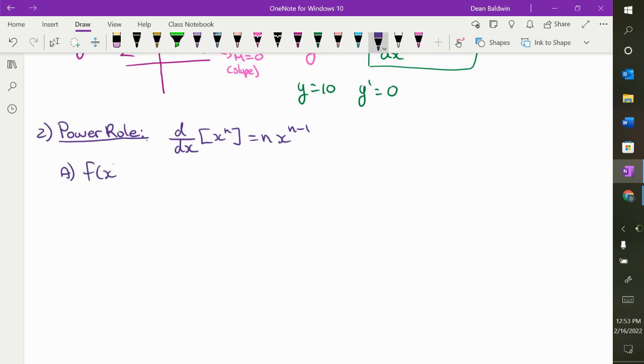So if I say f of x is equal to x cubed, and I say, what is f prime of x? Take the exponent, drop it down. Take 1 away from 3 to get? That's it. That's the derivative. Okay?